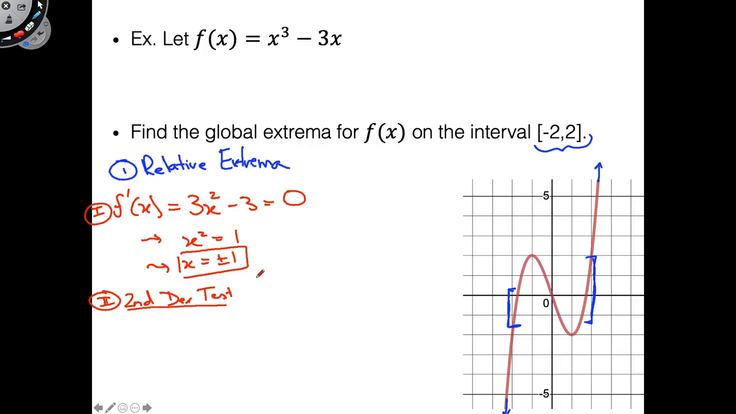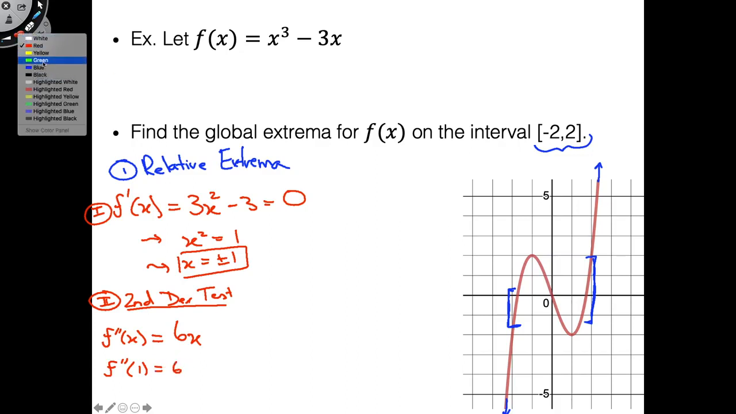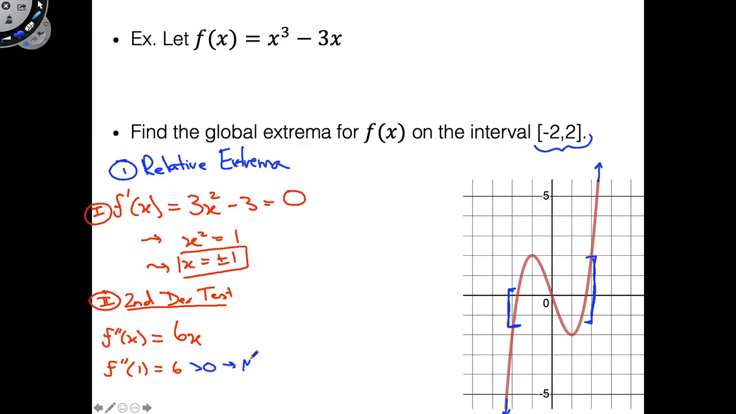Yeah, just because it's a little bit easier because it's a polynomial, so generally those are a little bit easier to do a second derivative test on. A first derivative test does also work though, just don't forget that. So f double prime of x is just going to be 6x. So f double prime of 1 is going to be 6, which is greater than 0. So we have a min there, right?